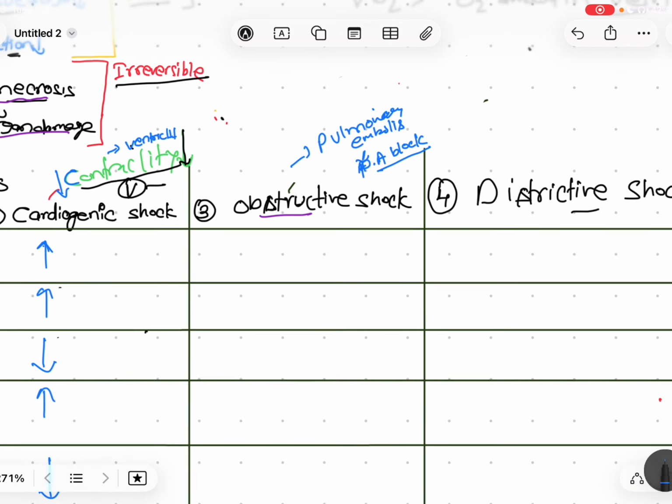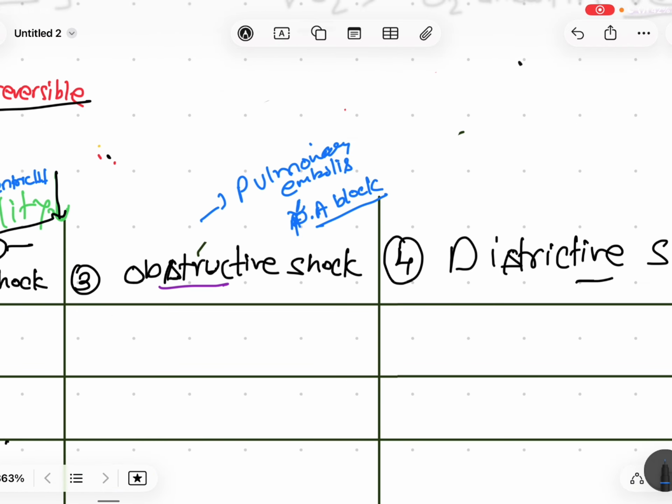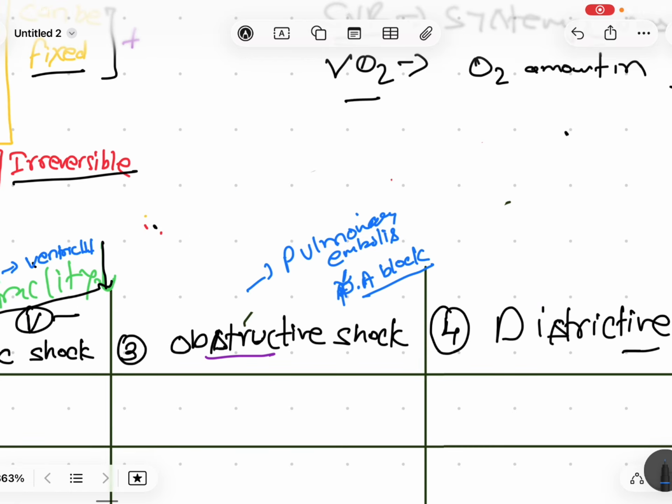Also, cardiac tamponade is also going there. Tension pneumothorax also going there. Cardiac tamponade. Let me show you cardiac tamponade. What happened? It's hurt. This is the pericardial cavity. So blood or fluid fills this cavity.